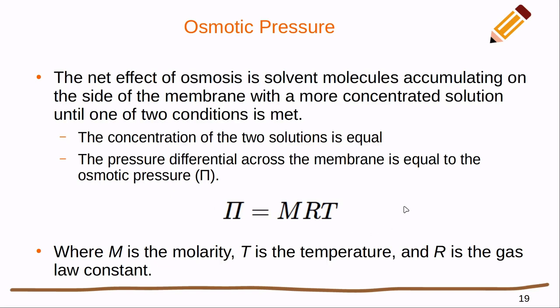The osmotic pressure is this capital Greek letter pi, and it's going to equal the molarity. Before we were dealing with molality and mole fraction, but now we're dealing again with molarity, times R, which is the gas constant, times T, which is the temperature.